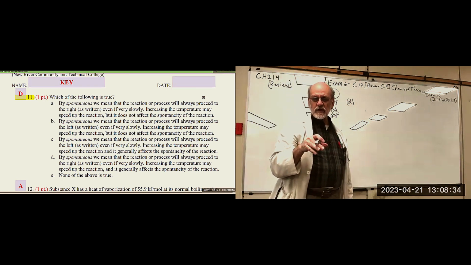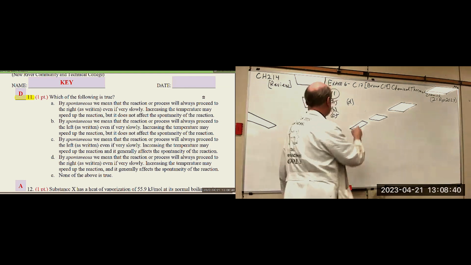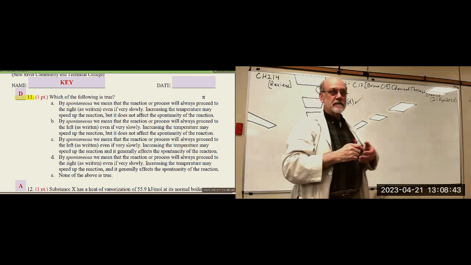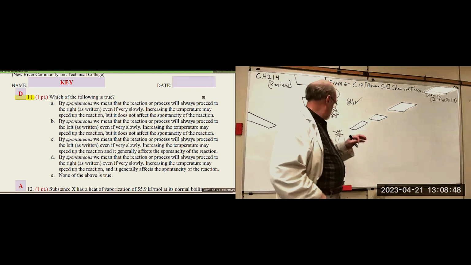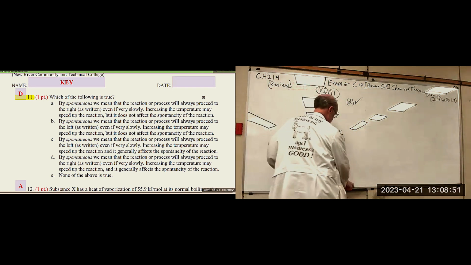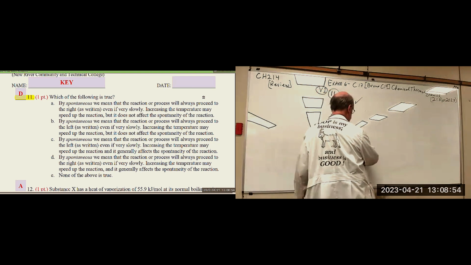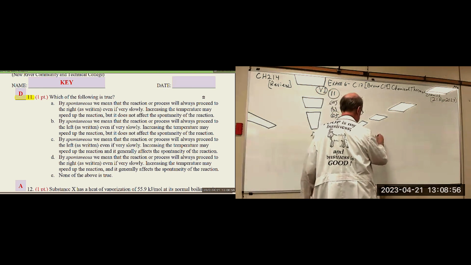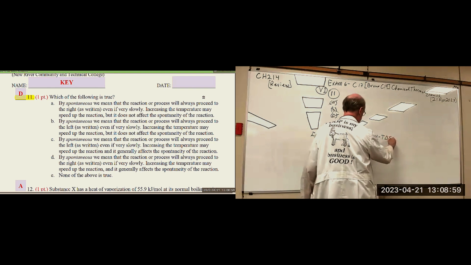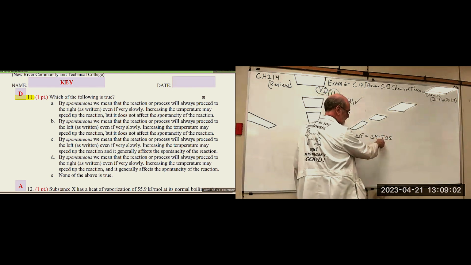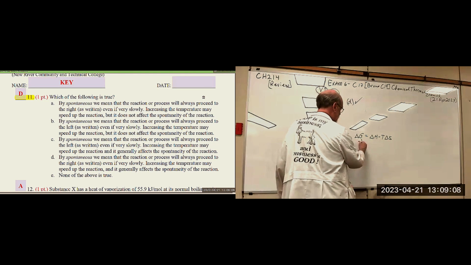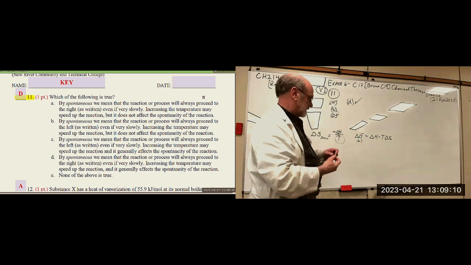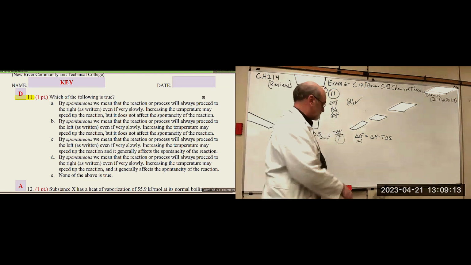Even if very slowly, increasing the temperature may speed up the reaction, and it generally affects the spontaneity of the reaction. Yes, it does. Changing the temperature does affect the spontaneity of the reaction based upon this relationship. Or you could go to Gibbs free energy. If we change the temperature, it's going to change the total value here in the Gibbs equation, and a reaction is spontaneous only when it's negative. So temperature does have a bearing on spontaneity.